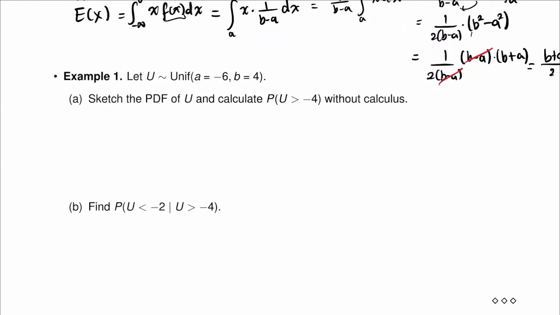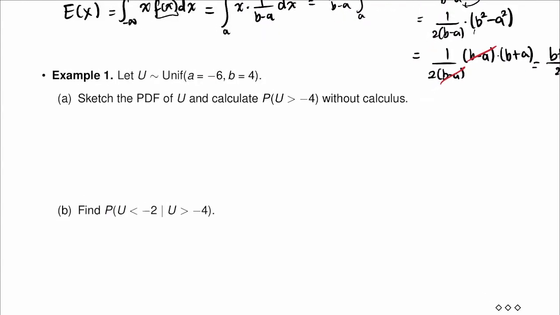Suppose that our random variable u is uniform with parameters a equal to -6 and b equal to 4. We have to sketch the PDF of u and calculate this probability without using calculus or algebra. So, well, algebra, yeah, we are using algebra, but we are not using calculus. We are not using integrals. We can, but for the example, we are not going to use the integrals.